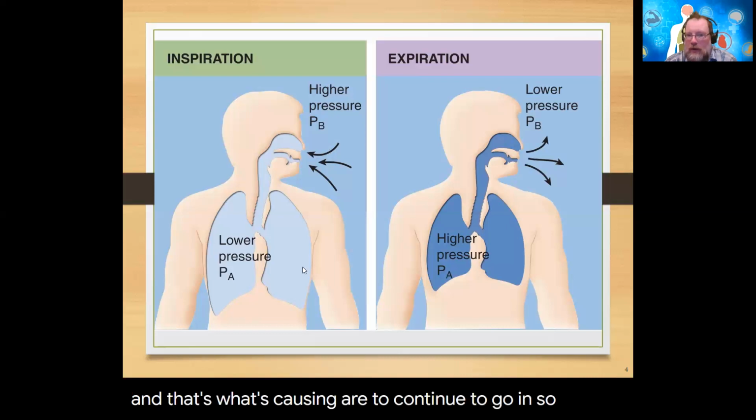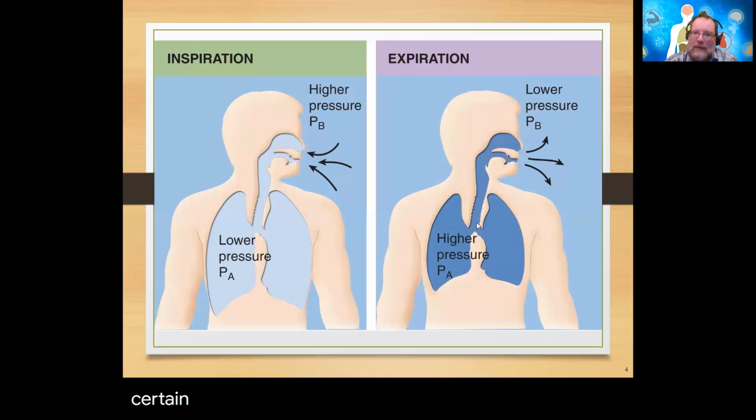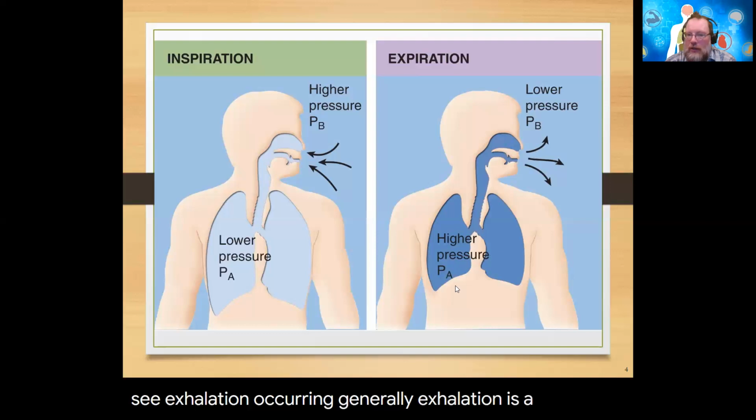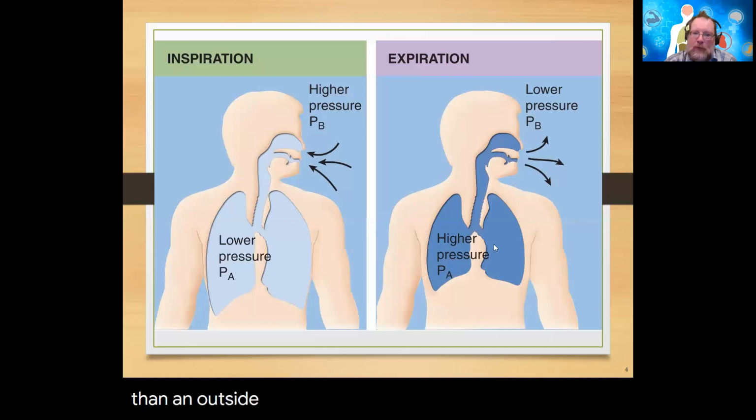So once we hit a certain peak, we're going to start exhaling. As we exhale, we're going to see once pressure inside gets to a certain level where we're above 760, then we're going to see exhalation occurring. Generally, exhalation is a passive process that occurs once we get to a higher pressure than outside. Okay. So we can see the lungs decreasing in volume as we start to exhale. That's an increase in pressure.